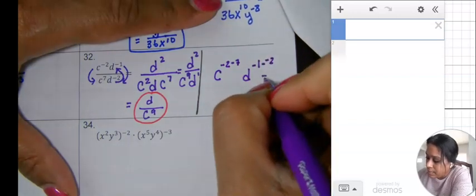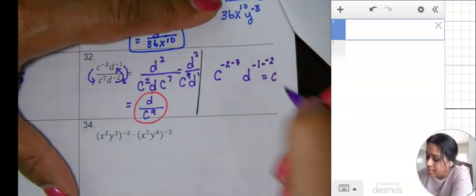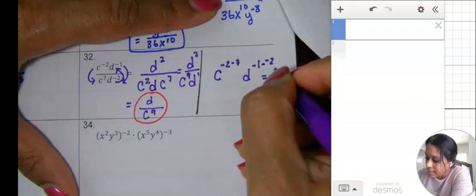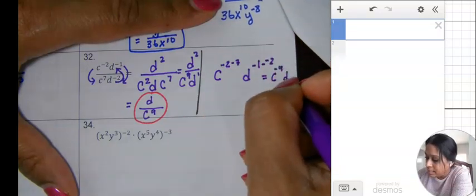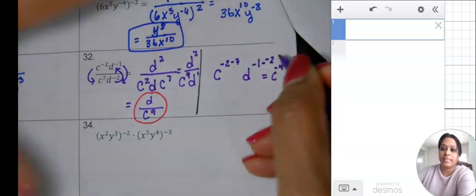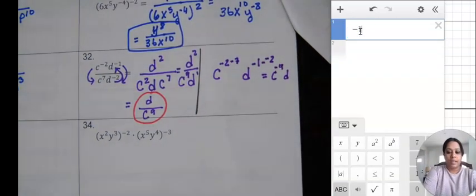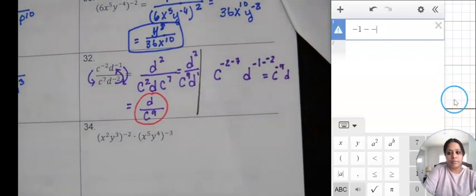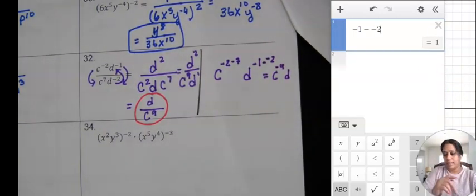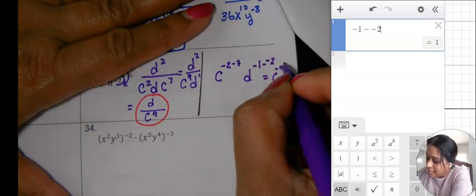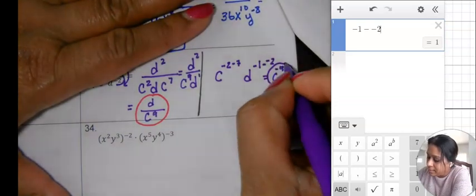Okay, let's see what I have here. So I have c, that's negative 9, and then d, negative 1 minus negative 2, that will be positive 1. Let's check. Negative 1 minus negative 2, positive 1. So that's the answer right there.